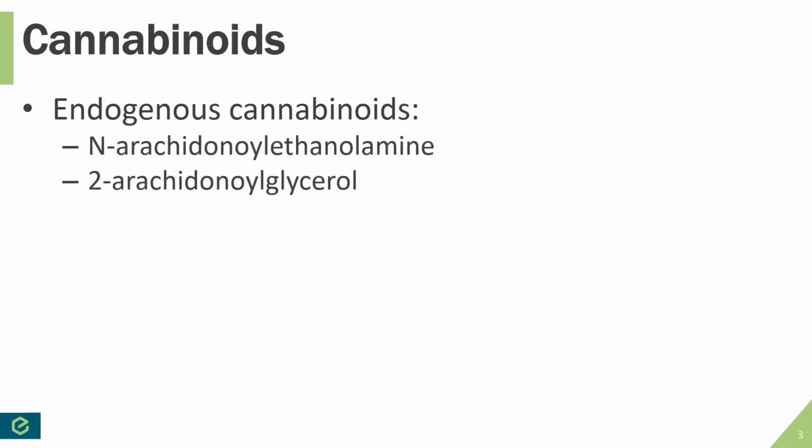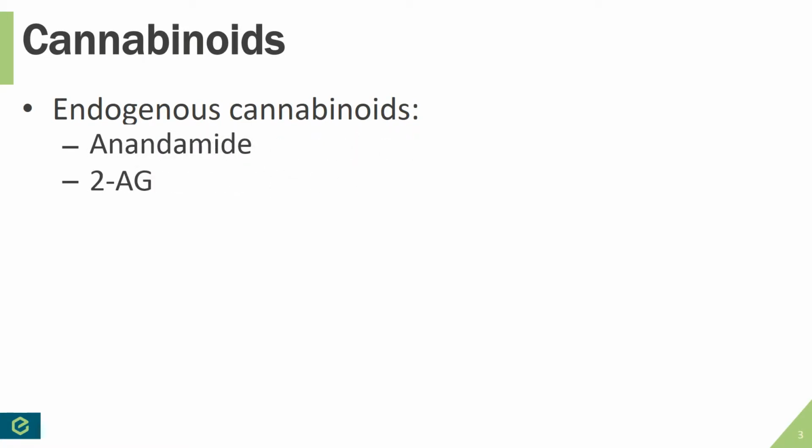So there's really two main endogenous cannabinoids that your body makes. The first one being N-arachidonyl ethanolamine. The second being 2-arachidonyl glycerol. Obviously, those are big, long names, and so for that reason, there are shorter terms that we use for them, being anandamide and 2-AG. So throughout the rest of this presentation, you will see them referred to as that.